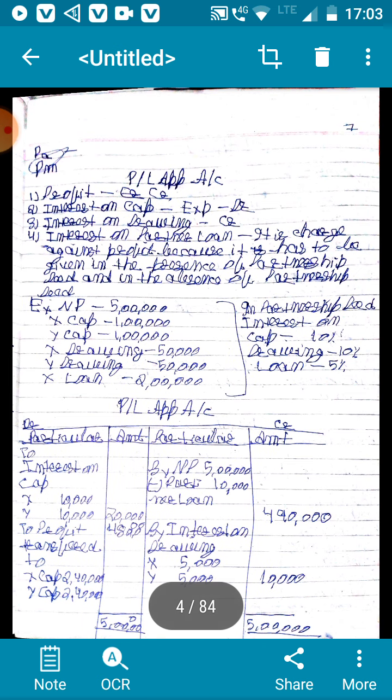So let's look at the question. The net profit is 5 lakh. Interest on capital is 10% and interest on loan is 5%. X capital is 1 lakh, Y capital is 1 lakh, X drawings are 50,000, Y drawings are 50,000, and X loan is 2 lakh.